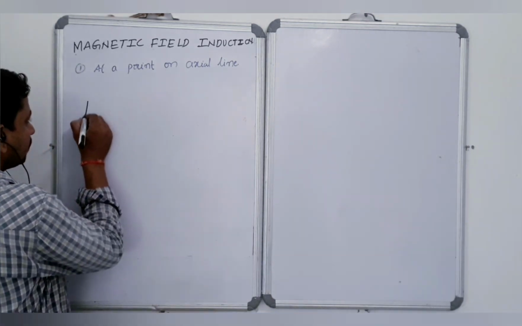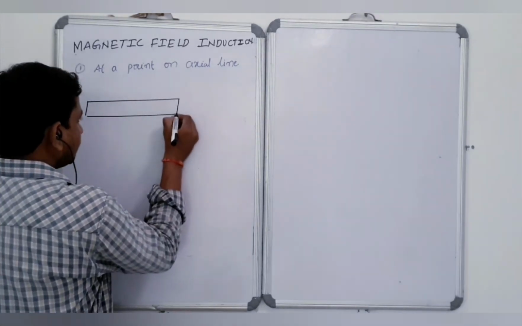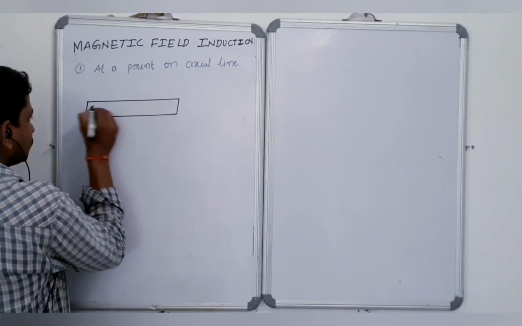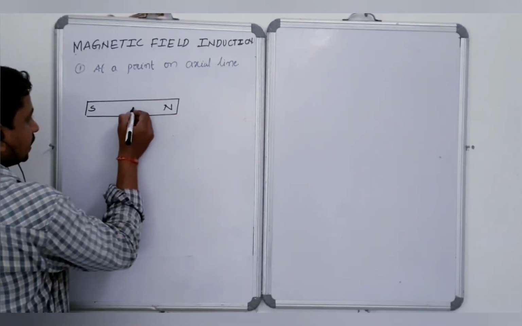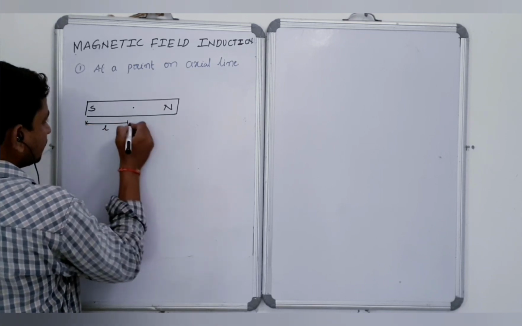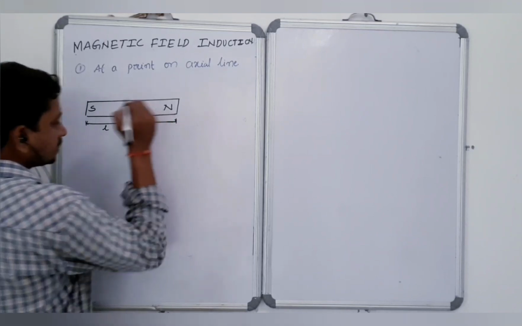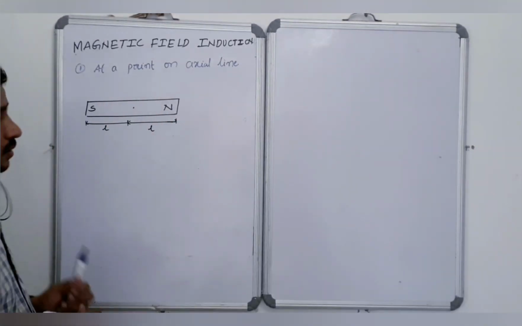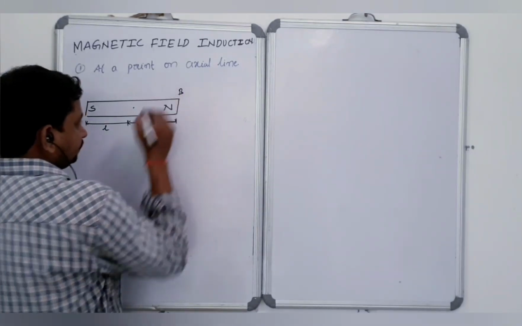So this is a bar magnet. Suppose this is the south pole and this is the north pole. We know that the distance of the north pole and the south pole from the center is L, because the total length of the bar magnet is 2L. Suppose this is A and let us take this is B.